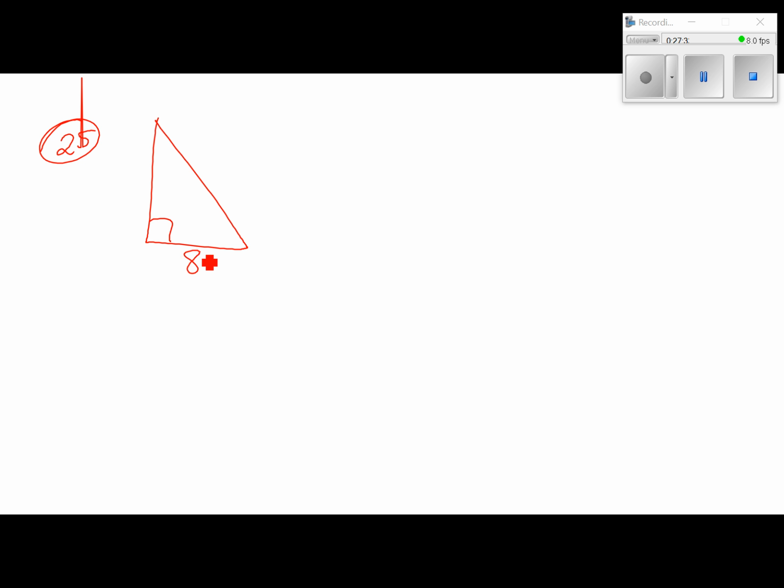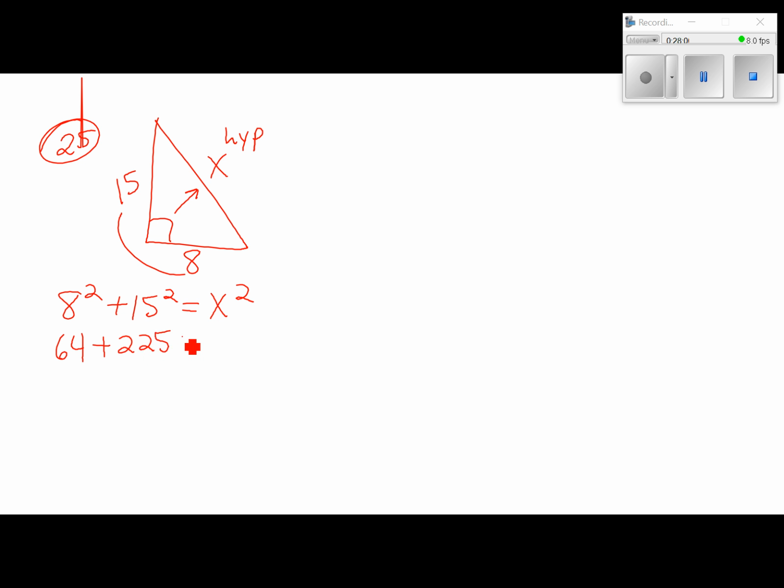25 looks like this. It's got 8 there, 15 there, x there. That's your hypotenuse, so we're looking for the hypotenuse this time. These two are going to be your two legs. So 8 squared plus 15 squared should equal x squared. 8 squared is 64, 15 squared is 225, x squared.